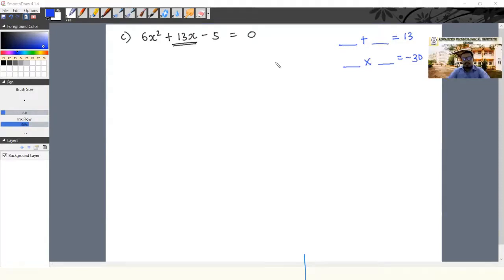Right. So here, what are these two numbers? Again, when we multiply these two, it should give a negative value. Therefore, there should be a plus number as well as a minus number.